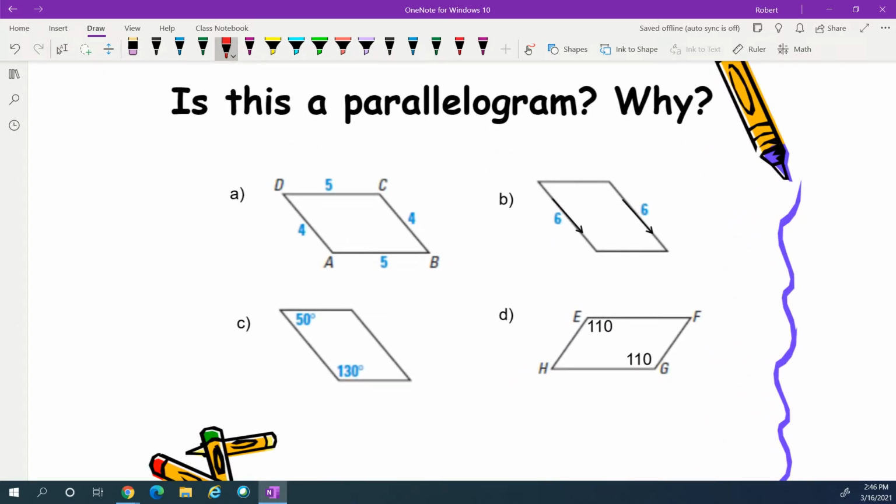So we're asked if it's a parallelogram and why. In the first one, 5 and 5, 4 and 4. So we're going to say yes. Both pairs of opposite sides are congruent.